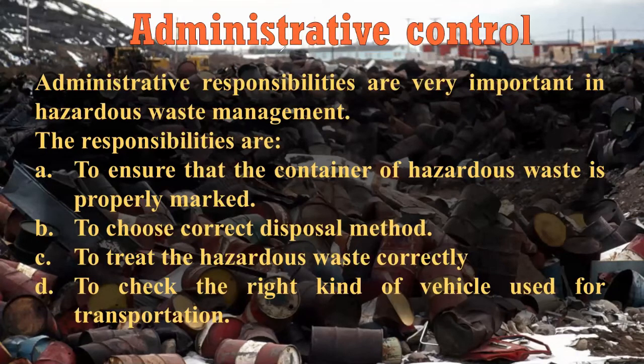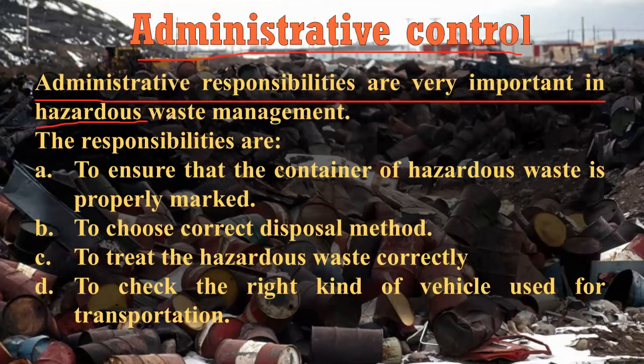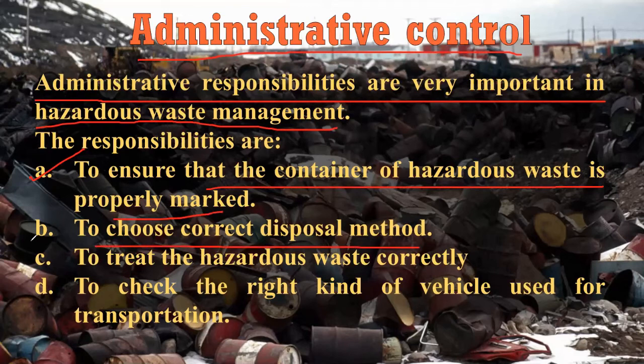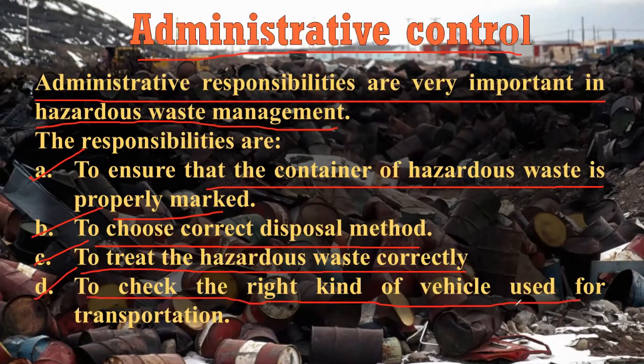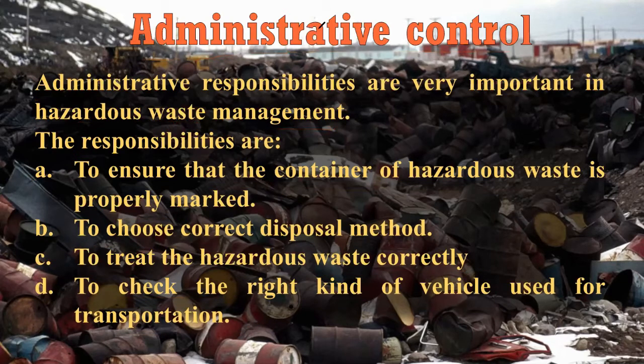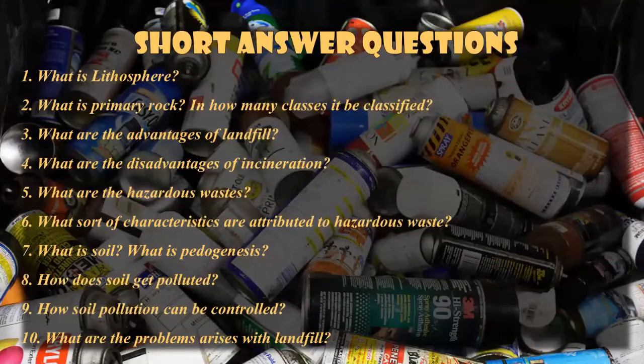Now, administrative control. How the administration should have control on the generation of waste. See, administrative responsibilities are very important in hazardous waste management. These responsibilities are to be done by the management itself, to ensure that the container of hazardous waste is properly marked. So marking is very much important. To choose the correct disposal method, to treat the hazardous waste correctly, and to check the right kind of vehicle used for transportation. So number one is proper marking, proper disposal method, proper treatment, and proper transportation. These four things are very, very important whenever we are dealing with hazardous waste, right?